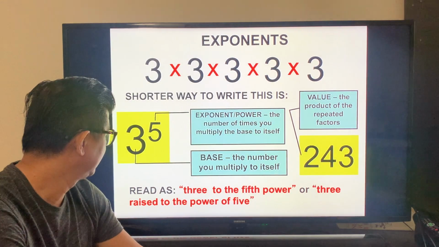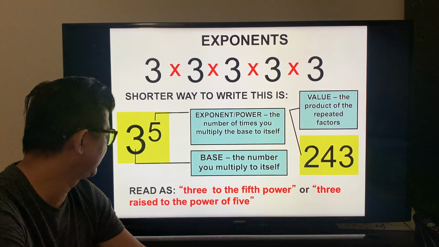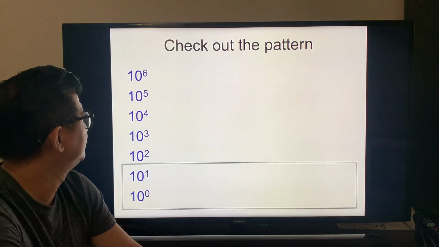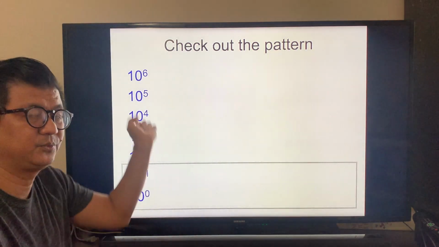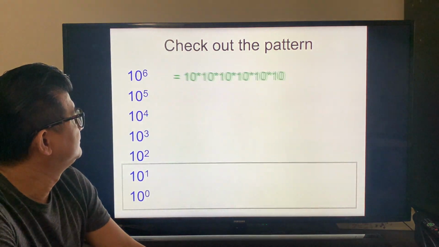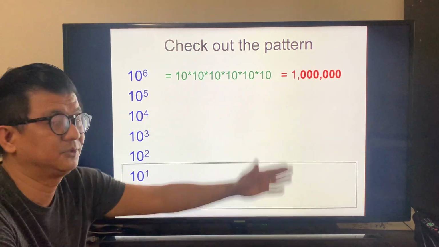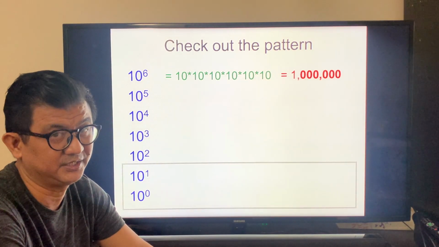And how do you read it? 3 raised to the 5th power, or 3 raised to the power of 5. Now, check out this pattern. These are all base 10 with an exponent. I expand that. I get the factors. And I multiply, that's the value, 1 million.